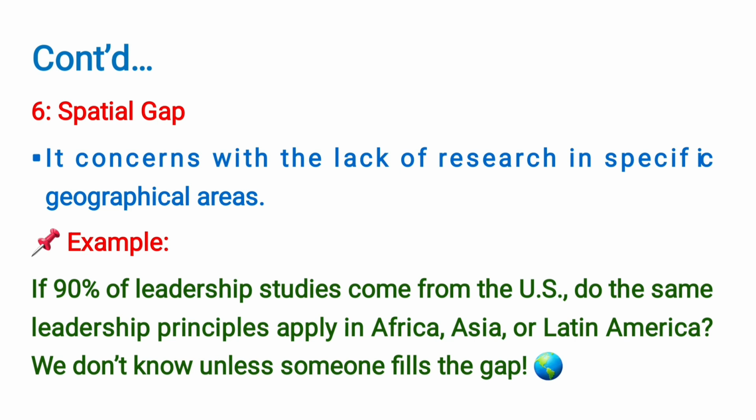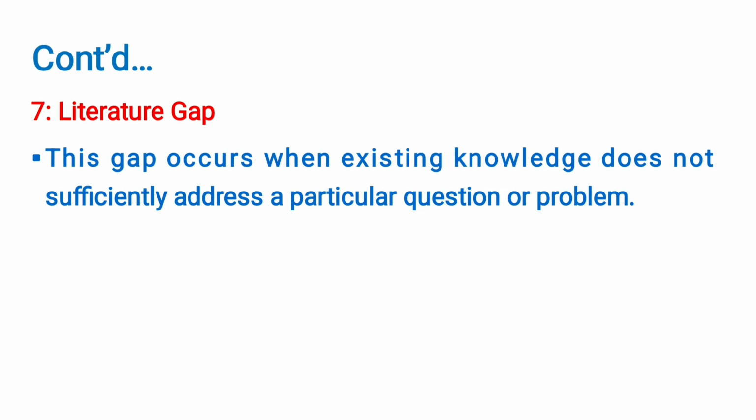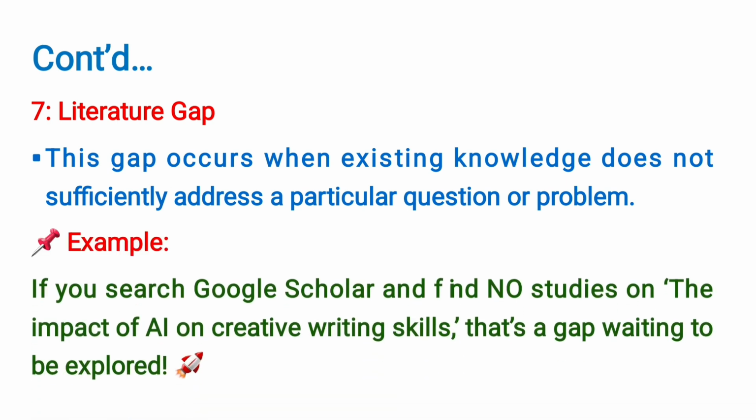And finally, let's talk about the biggest gap of them all, which is the literature gap, the seventh research gap. This is the ultimate research gap. A literature gap exists when there is simply no research addressing a particular question. For example, if you search Google Scholar and find no studies on the impact of AI on creative writing skills, there is a gap waiting to be explored. So if you can't find enough papers on a topic, you might be on to something big.